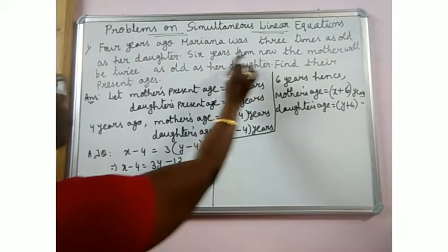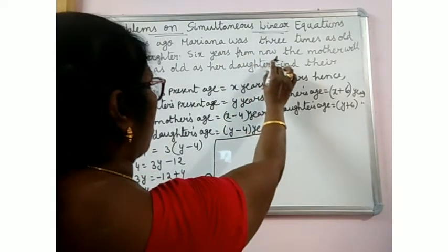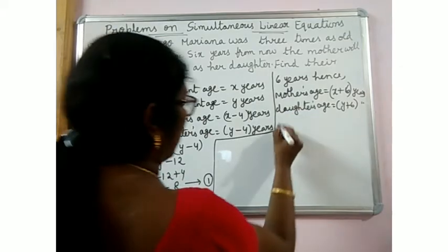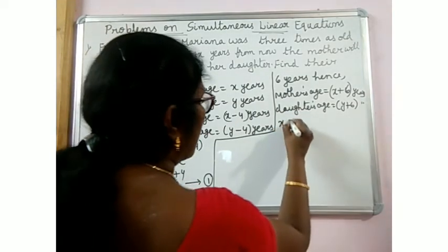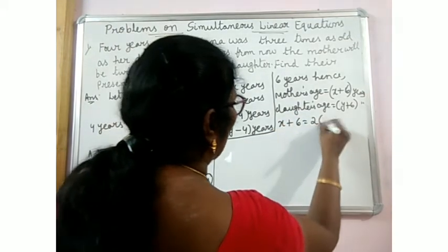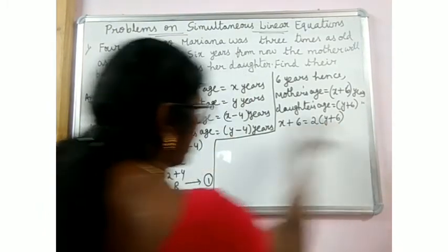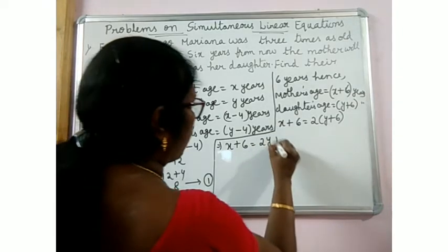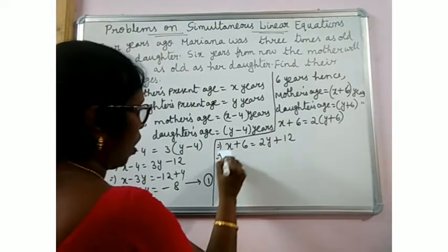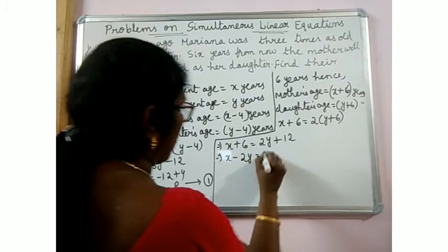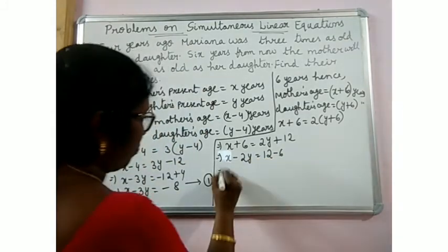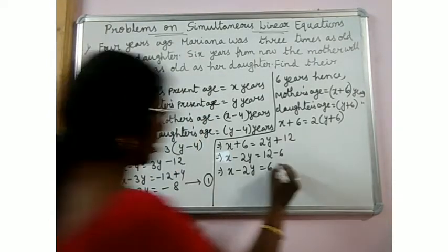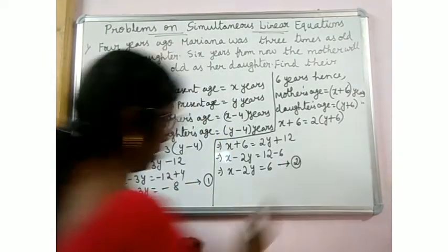And what is the relationship given? 6 years from now, mother will be twice as old as her daughter. So according to the question, X plus 6 will be 2 into Y plus 6. X plus 6 equal to 2Y plus 12, or X minus 2Y is equal to 12 minus 6. That implies X minus 2Y is equal to 6. This is our second equation.